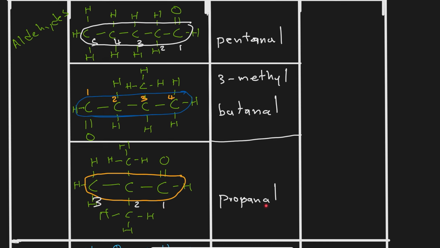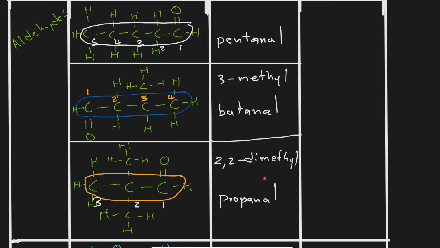Okay. Now if you look at this, we have 2 branches attached to the same carbon. So we say we have 2, and that is going to be a dimethyl. That is how we label that organic molecule. So this is 2,2-dimethylpropanal.